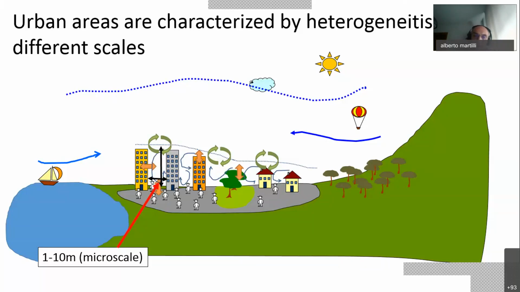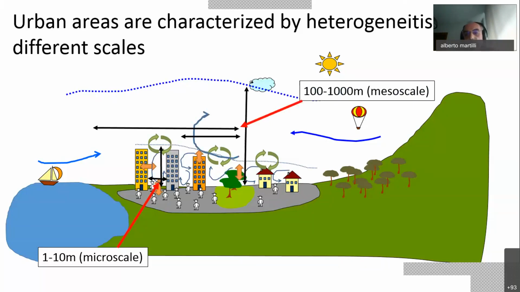And then you have another type of heterogeneity, at a scale of 100 to 1000 meters. So this is, for example, the heterogeneity due to different structure between urban neighborhoods, between downtown and other residential areas, or the presence of a big park. And these heterogeneities can generate secondary circulations that can fill up the whole urban boundary layer.